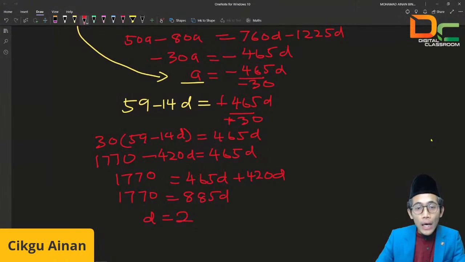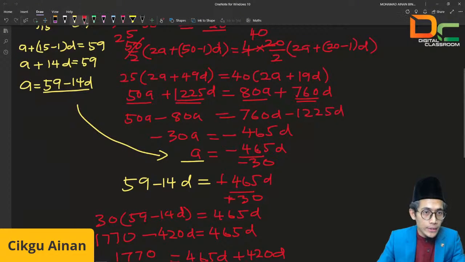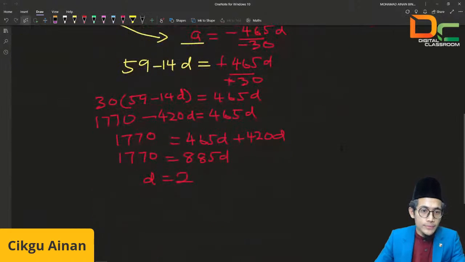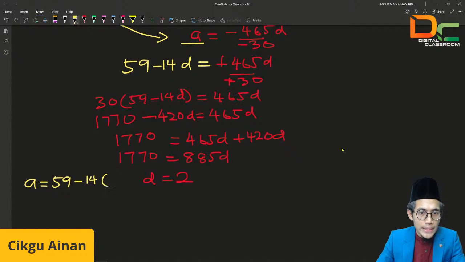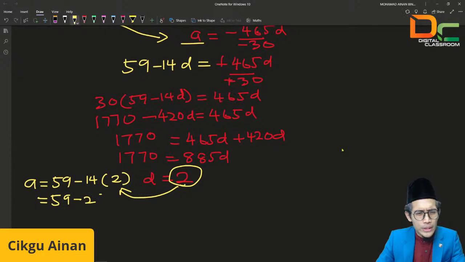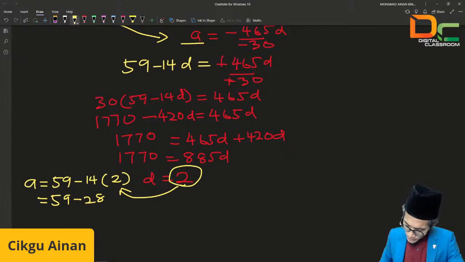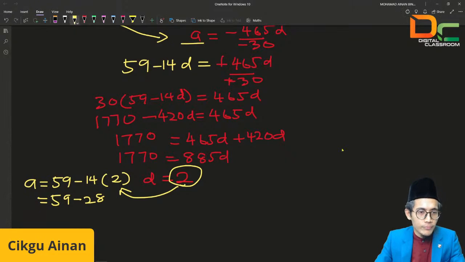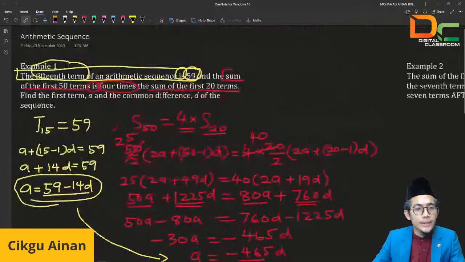Okay, now how to get the value of A? Simple. We already expressed A with respect to D over here. So A equals 59 minus 14D. Where to get D? Over here, bring it over there. So 59 minus what? 28. So 59 minus 28 is 31. Okay, 31. So hopefully that's the answer.